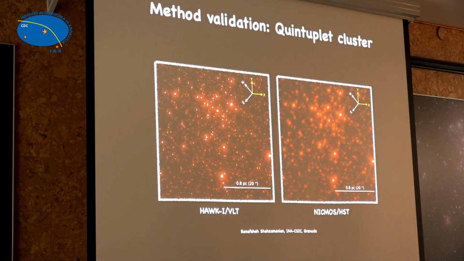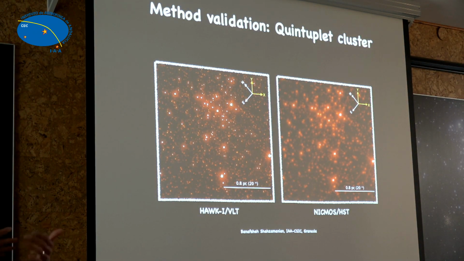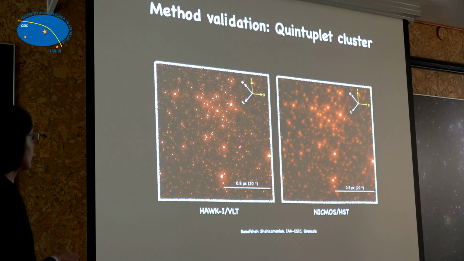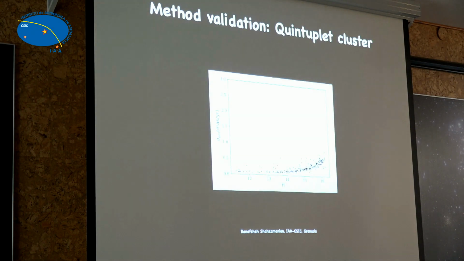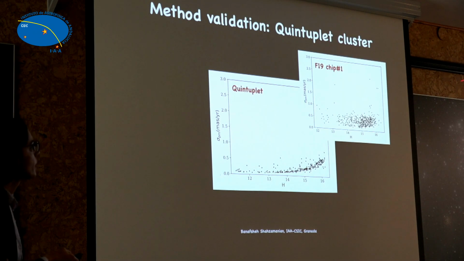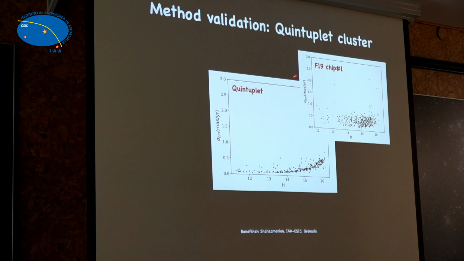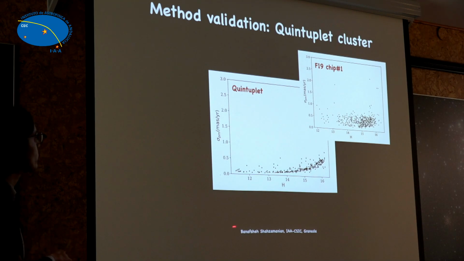So till now we obtained proper motions and uncertainties, but in order to check if we are really doing things correctly, and to check the feasibility of our method, we calculated the proper motion for the Quintuplet cluster, and we compared our results with the results of previous works. Here you can see the Quintuplet cluster at HAWK-I, and the right-hand side image is the same cluster with NICMOS. So we obtain proper motion, and this is the uncertainty of the proper motion versus H-band magnitude. There's a difference between this plot and the same plot for the other field that we studied, and this is due to the fact that the Quintuplet cluster is full of very bright stars, and that's why the distribution of uncertainties is different.